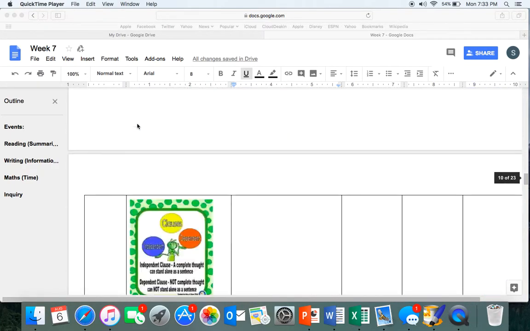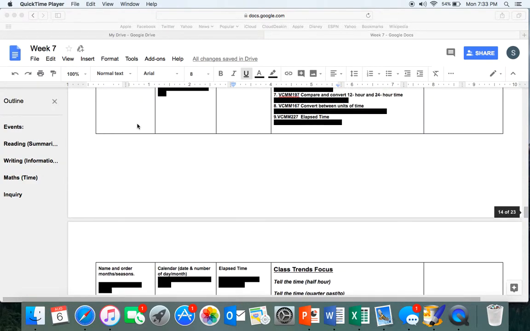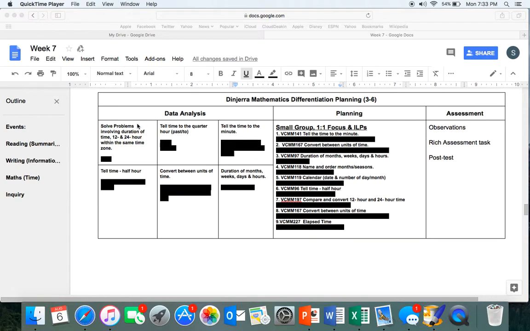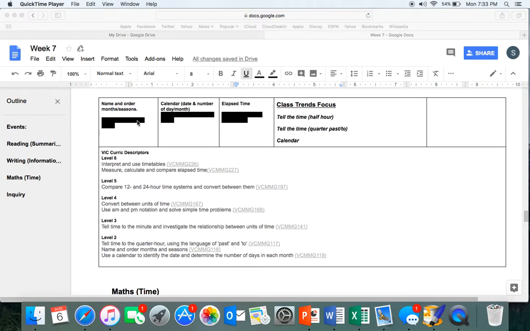If we scroll down to here, as you can see, I've used the pretest to decide which parts of the Victorian curriculum I wanted to focus on and which students needed help with which areas of the Victorian curriculum. I ended up having a differentiation of 6 year levels throughout the entire 2 weeks of learning time.